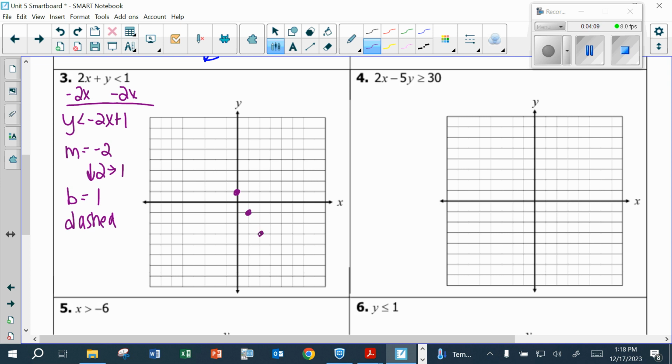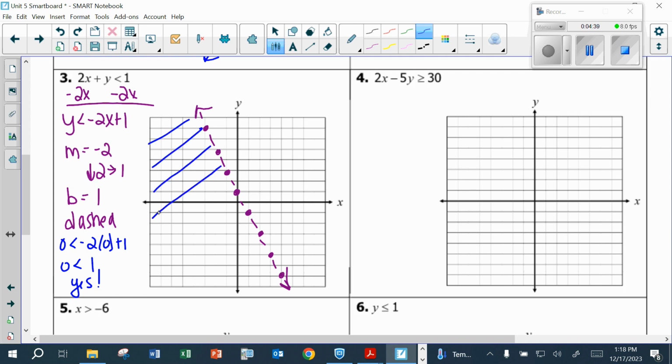Remember, you can still put this in your graphing calculator into y equals so that you can get those points to plot. It's not going to tell you whether you're dashed or solid, but it'll at least give you the points to plot if you're still stuck on graphing linear equations. Now, if you do 0, 0, test it out. Is 0 less than 1? Yes, it is. So that's why you shade this way, because 0, 0 is right there. You can also remember that you shade below because it's less than.